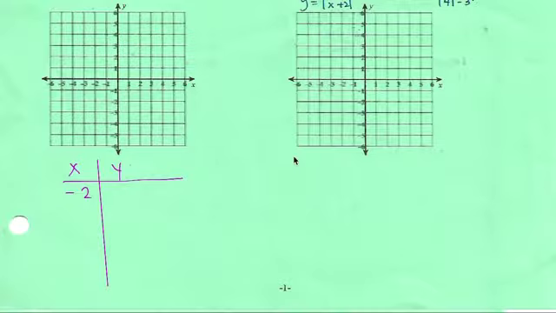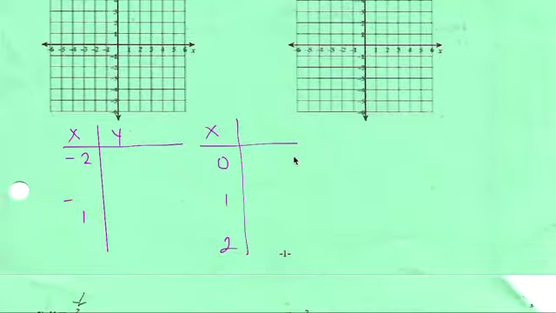My suggestion is use -2, -1, then 0, 1, and then 2. So the equation y equals absolute value of x. If I choose x to be -2, to find what y is, absolute value of -2, y then is 2. So your ordered pair is -2, 2.